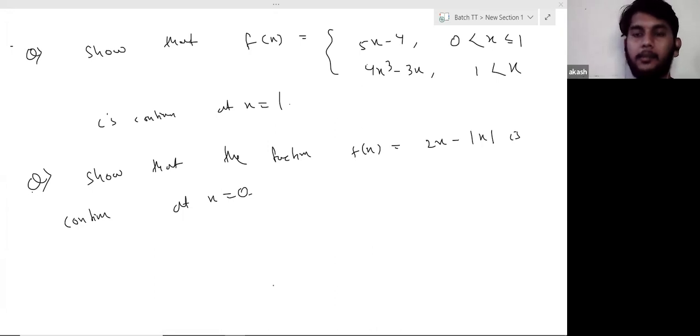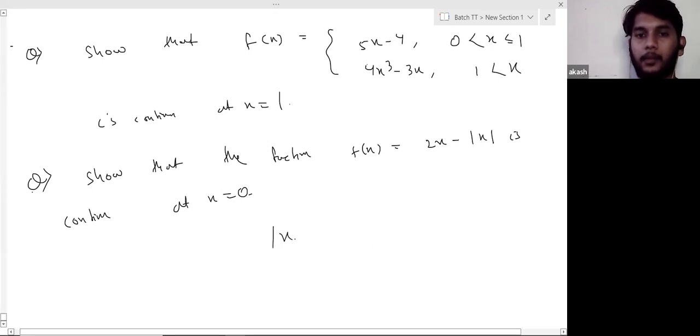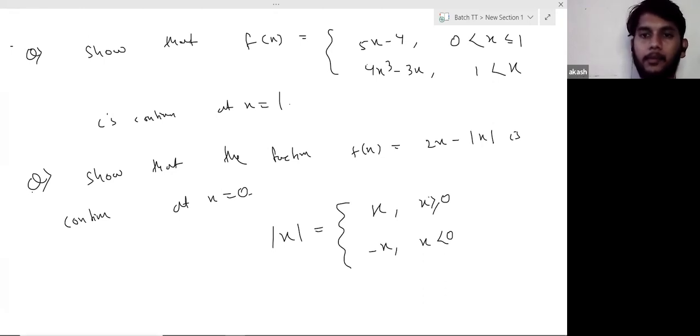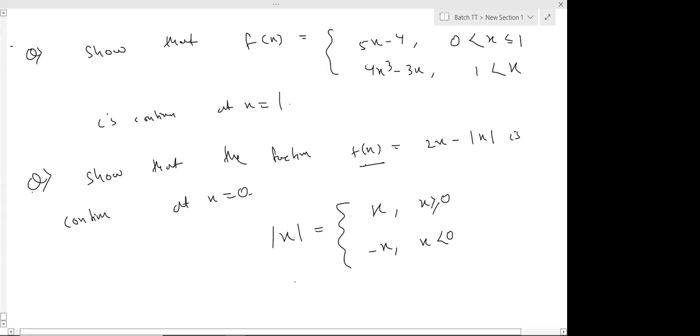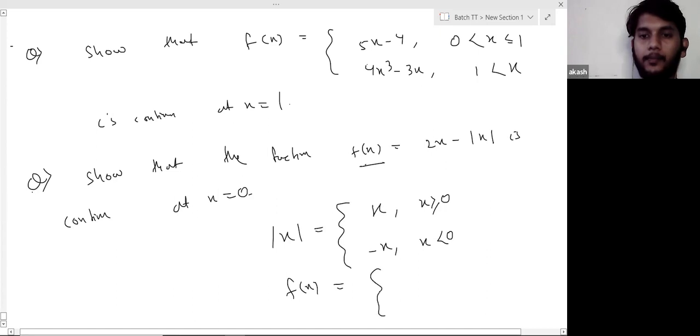All right. See, whenever you see modulus functions, always the trick is to open the function. So we have mod x. Mod x is opened as x when x is positive, minus x when x is negative. You can use the equality sign anywhere, doesn't matter. So you can rewrite this f of x as 2x minus x when x is positive, right? We can replace mod x as x, and 2x minus x when x is less than 0. This thing is clear, all of you?